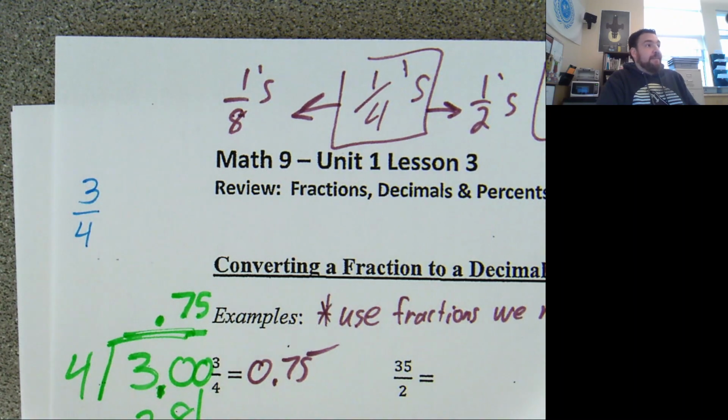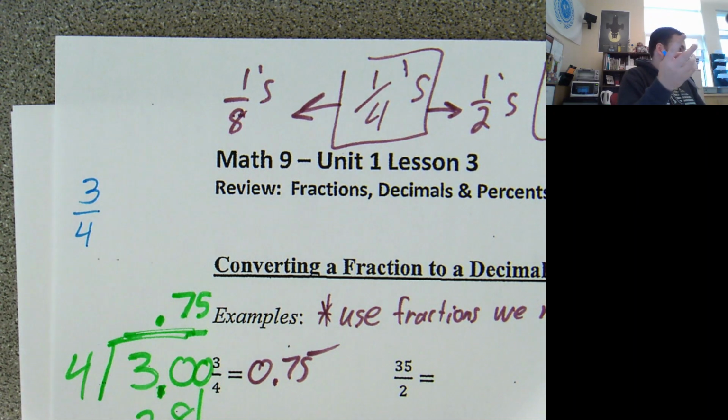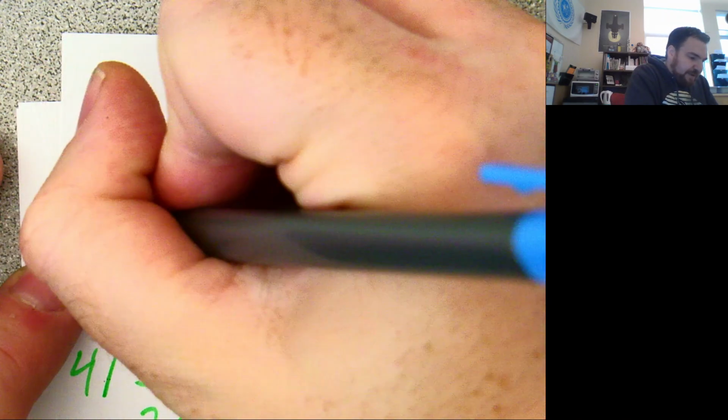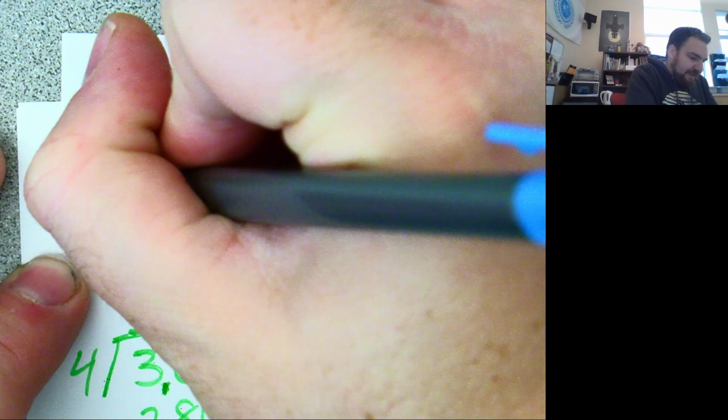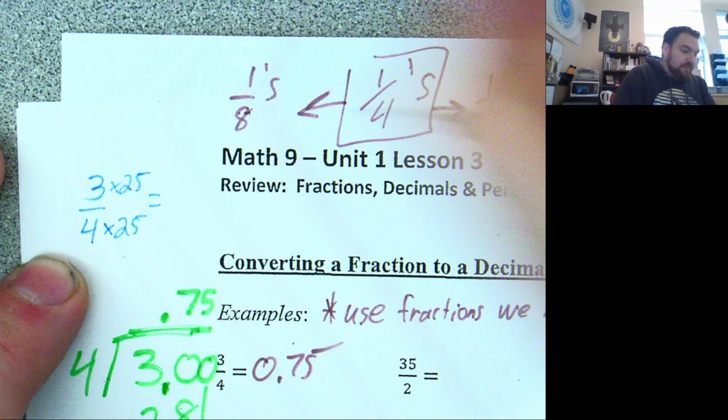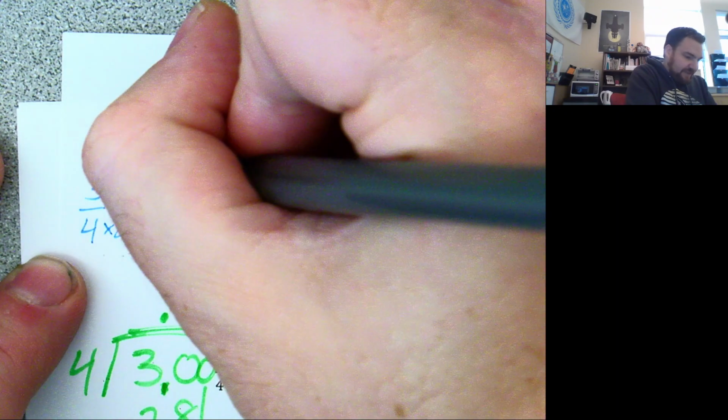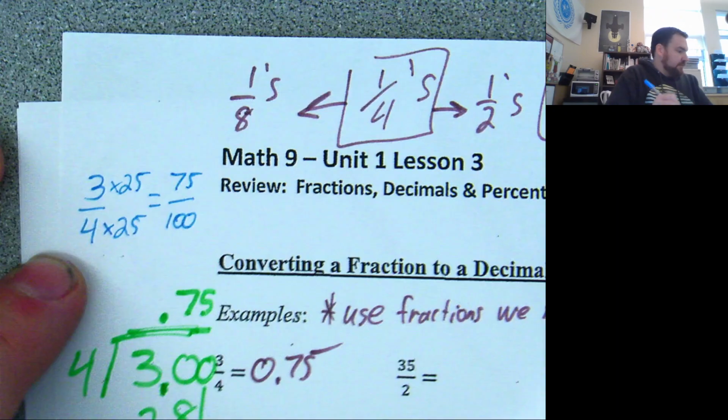Can I multiply 4 by a whole number, an integer, and get 10? Shobit says no. Shobit, you are correct. Can I multiply 4 by a number and get 100? Shobit says yes again. Shobit, what's the number? 25. Because 4 quarters is $1. So 4 times 25 is going to be 100. So I'm going to multiply the denominator and I'm going to multiply the numerator. I'm going to get 75 over 100.